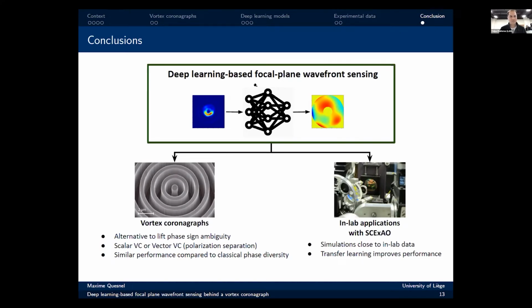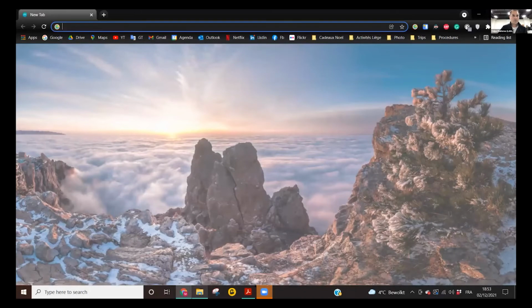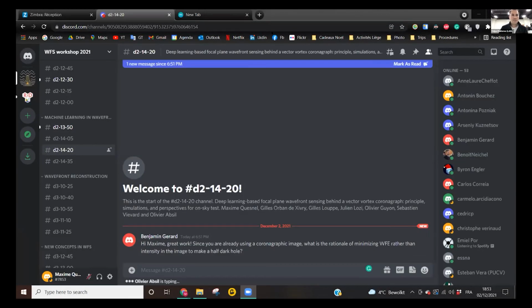We will continue then with the program. Okay, thanks. Now we have Guyon An. Welcome, Guyon. You will present about a laboratory demonstration of machine learning-based focal plane wavefront sensing on Subaru. Guyon, maybe you can start sharing your slides if you're there. Okay, can you hear me? Yes, we can hear you very well. Okay, I share my screen.